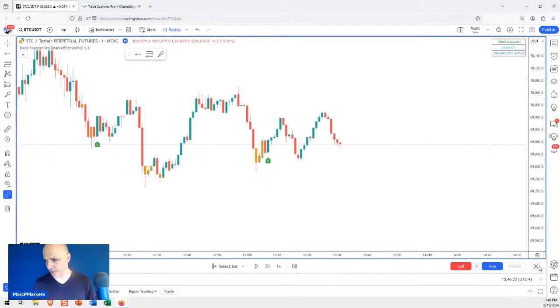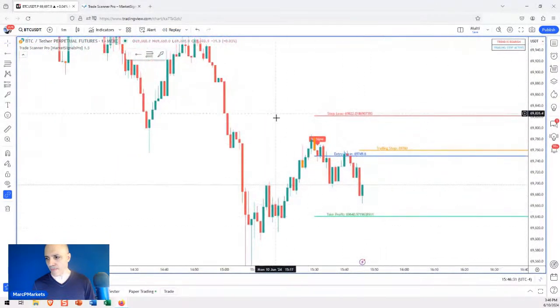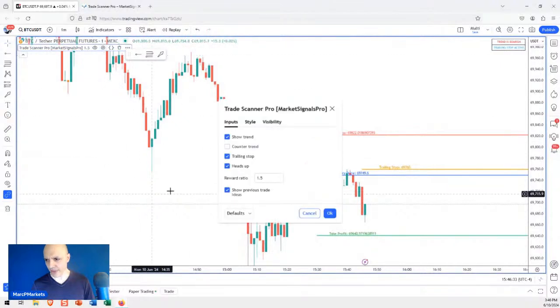Now I'm going to turn replay mode off. Okay, let me go over the other things. So that's the historical trades. You have the reward risk ratio here. It says reward ratio. This is the 1.5 that I just explained.